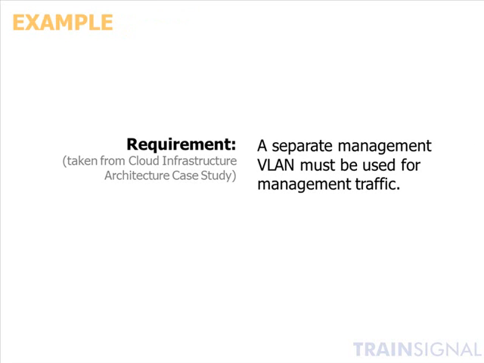This example requirement was taken from the Cloud Infrastructure Architecture case study that I reviewed with you in another lesson in this course. It says a separate management VLAN must be used for management traffic. Again, very clear, very concise, and very specific. It says we're going to use a separate VLAN for management traffic. If they had been vague, they would have just said management traffic must be separated from other types of traffic. But here we said we're going to use a separate VLAN for management traffic. It's very specific and very particular. And this is the way you want to look at your requirements. Make them very specific, very clear, and very concise.